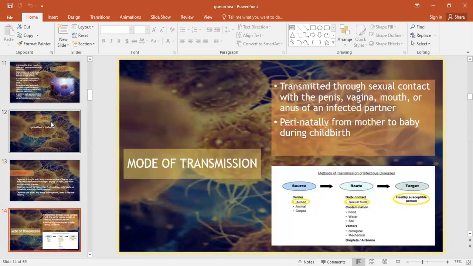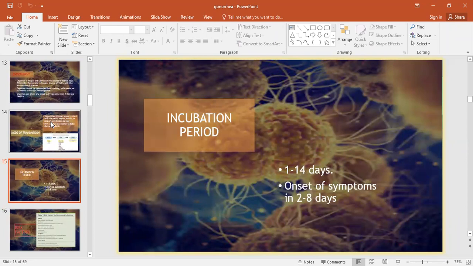Mode of transmission. It is transmitted through sexual contact with the penis, vagina, mouth, or anus of the infected partner, and perinatally from the mother to the baby during childbirth. The incubation period is about 1 to 14 days, and the onset of symptoms is within 2 to 8 days.